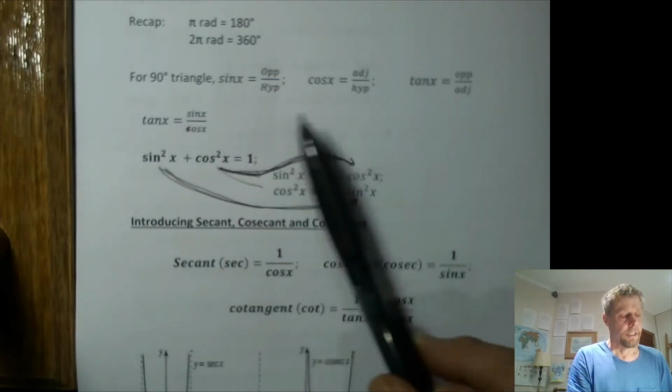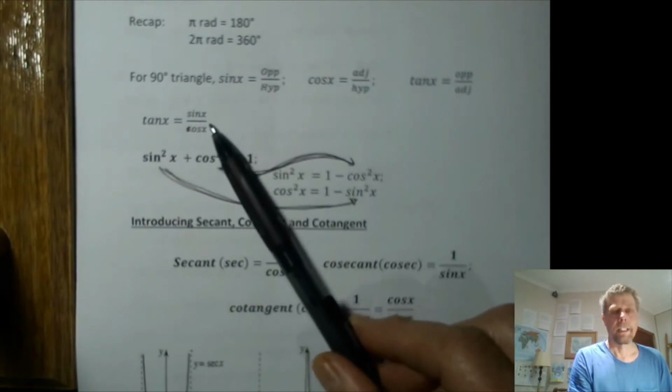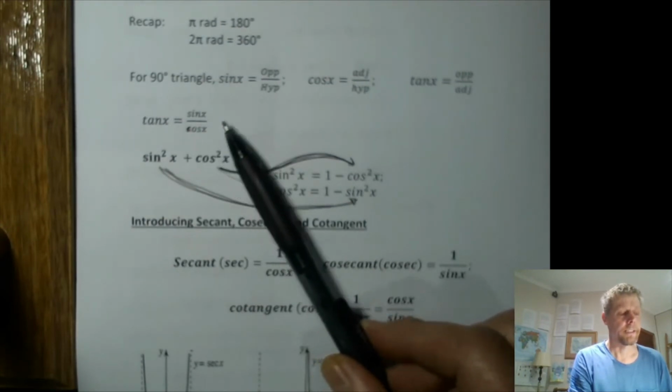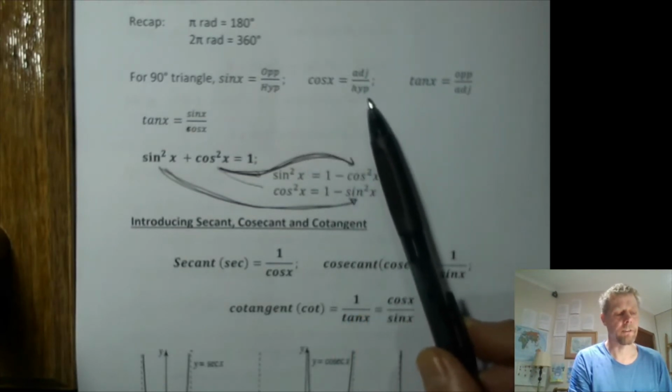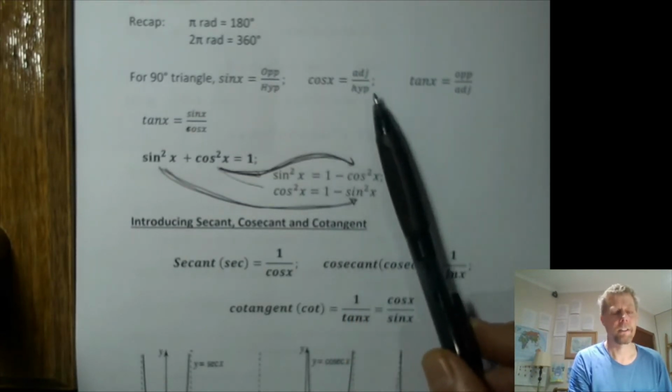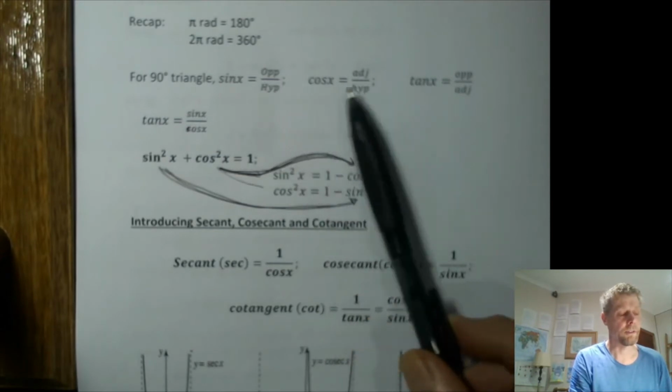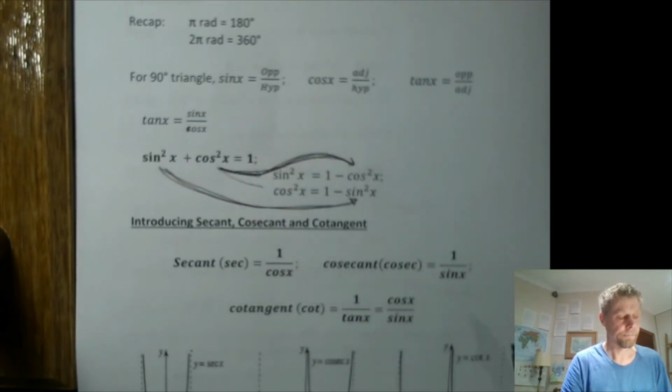And from that you can see that tan x is simply sine x over cos x. Why is that? Well, you take opposite over hypotenuse divided by adjacent over hypotenuse, and the hypotenuses cancel, and you're just left with opposite over adjacent, or sine over cos.